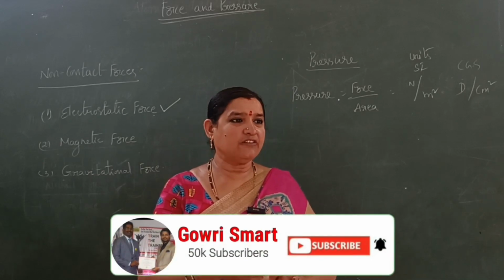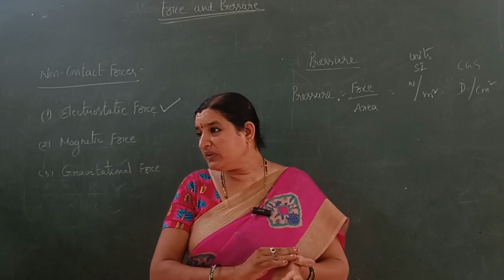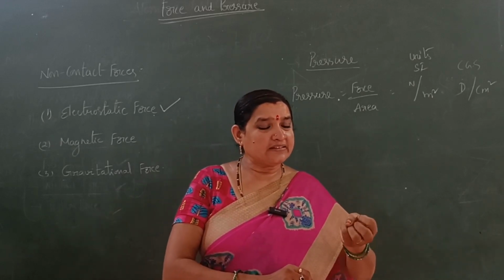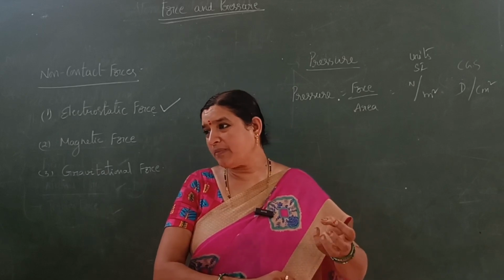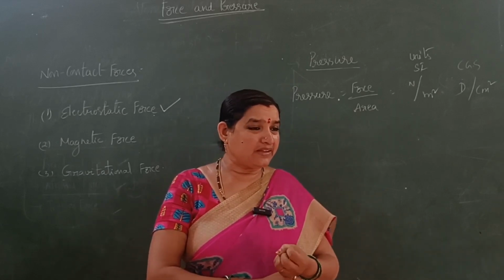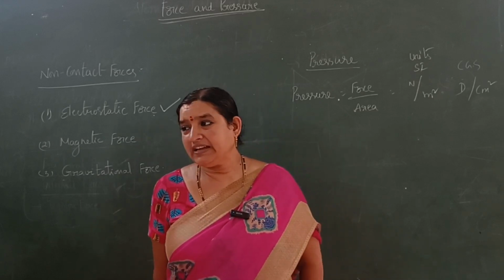It comes due to friction. When we rub the balloon with polythene paper, the rubber balloon gains a charge. That's why it attracts small pieces of paper, husk or dust particles. All are attracted by the rubber balloon. This is called electrostatic force.